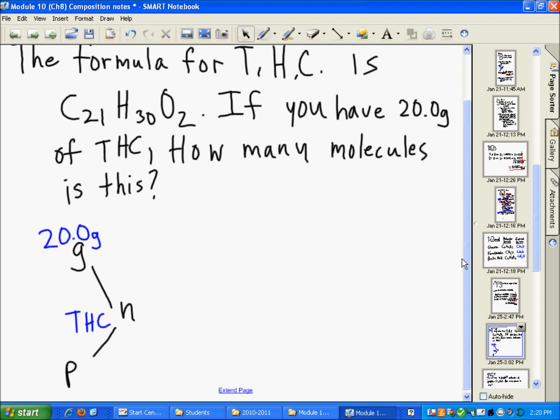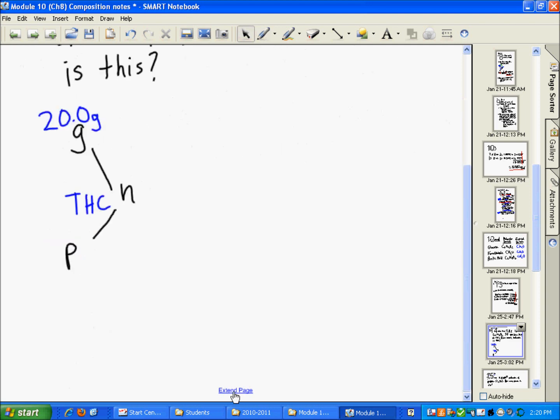And what information do we want to get? We want to get P, particles. We want to get molecules, which is P for particles. So that's where our question mark goes. And how many steps will that be in our calculation? That's a two-step problem. So we need to go from G to N, and then from N to P.